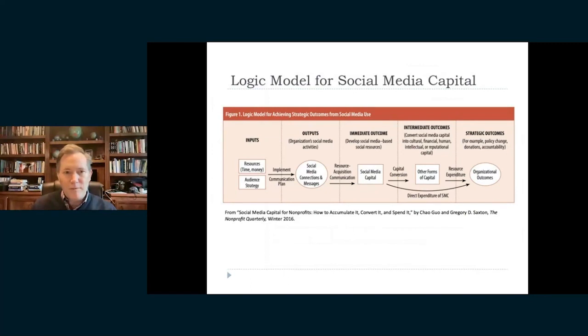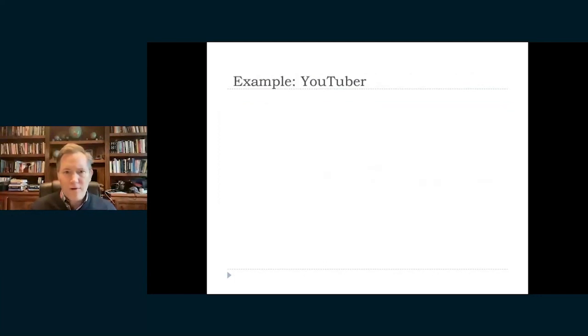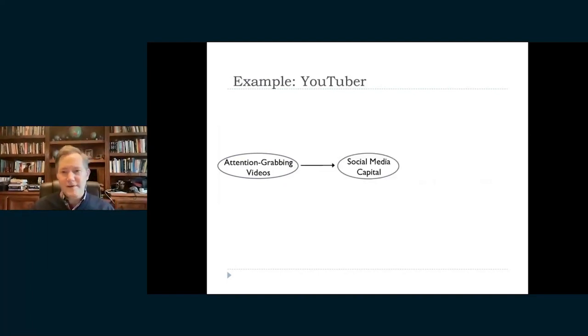So let's say you buy the argument that in order to get anything out of social media investments, you need to develop social media capital. And so let's say this social and relationship capital is an important resource for you individually or for your organization. Maybe that's a little bit too generic for you. So let's look at just a couple specific examples and then turn to how you might measure this. A really simple one might be a YouTuber who wants to have attention-grabbing videos, build some social media capital, and then get YouTube ad revenue.